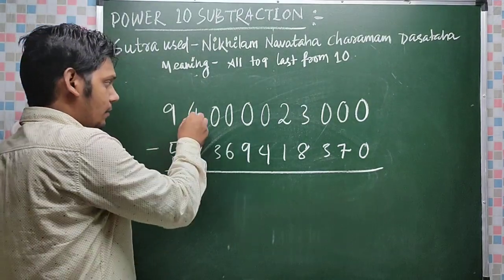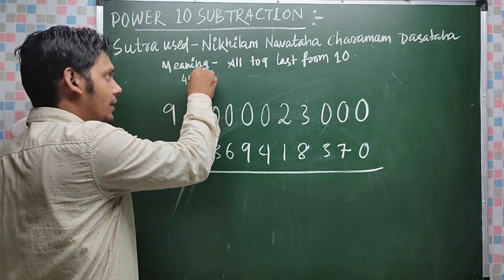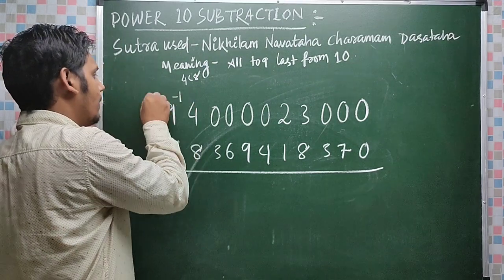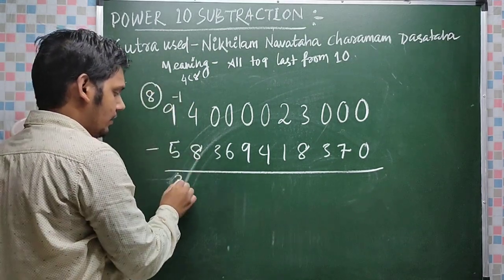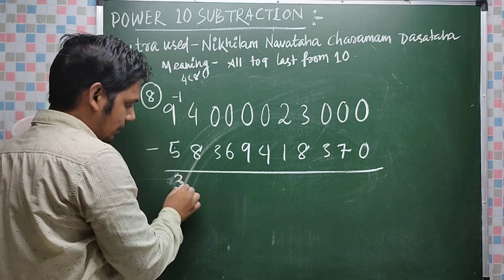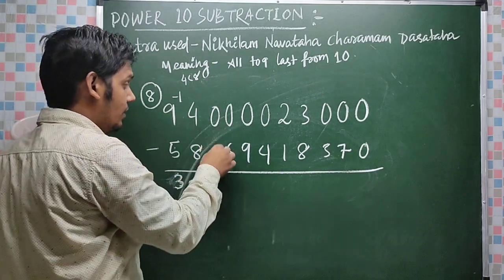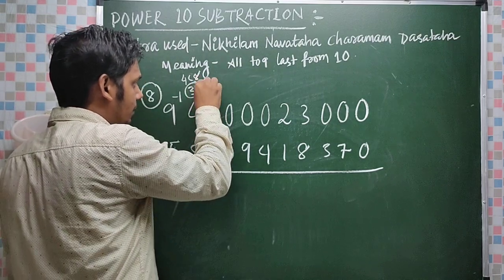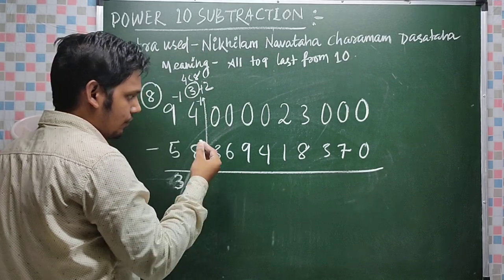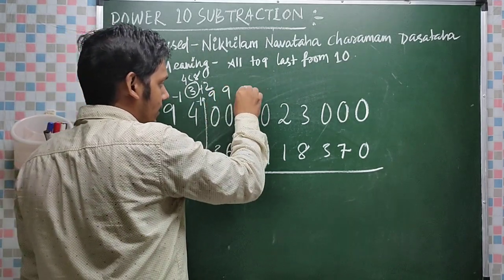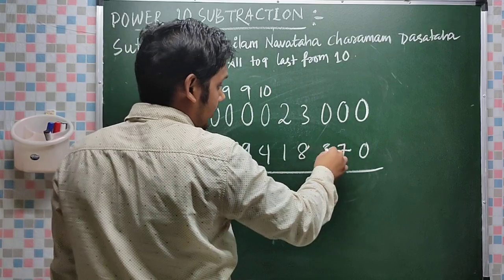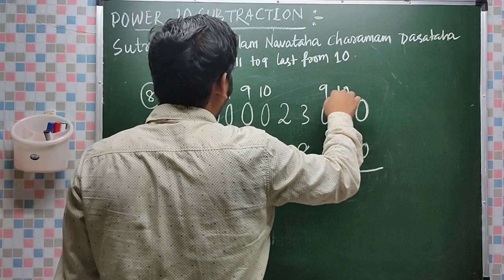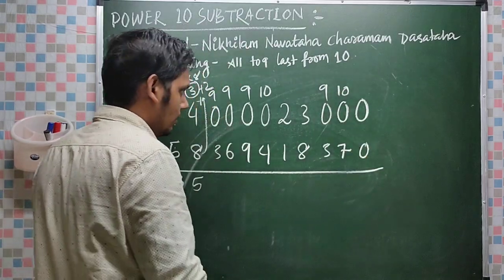So see here, 4 is less than 8, so 9 will be decreased by 1, 8, 8 minus 5 that is 3. Now 0 is less than 3, so 4 will be decreased by 1, 3, and 8 complement 3 plus 2 that is 5. Now 9, 9, 9 and this is 10. Here 0 minus 0 is possible, so this is 10.